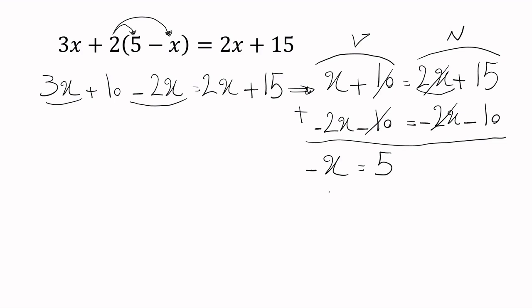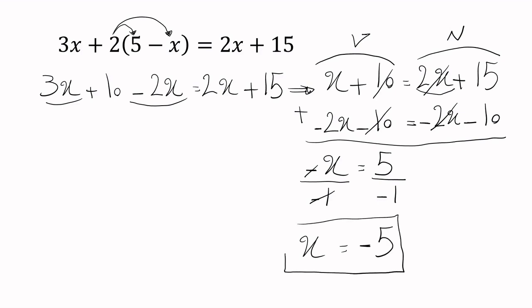Now I have to make the coefficient of x 1. How am I supposed to do that? By dividing the first side by minus 1. Am I allowed to do this only with the first side? No, any operation that I do with one side, I must do exactly the same with the second side. So these two are going to cancel each other out, and x is equal to minus 5. You can check the answer by replacing x is equal to minus 5 in the main equation.